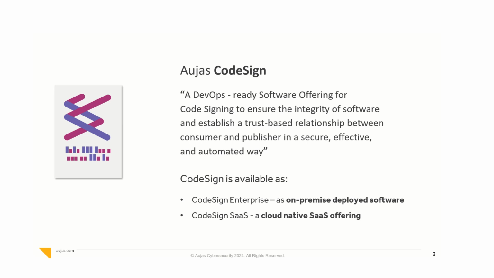Hello everyone. Today we are going to demo the Aujas CodeSign platform, which is a DevOps-ready software offering for cryptographic code signing, to ensure the integrity of software and establish a trust-based relationship between consumer and publisher in a secure, effective, and automated way. Our code signing solution is available as CodeSign Enterprise Edition, which is on-premise deployed software, and CodeSign SaaS, which is a cloud-native SaaS offering.